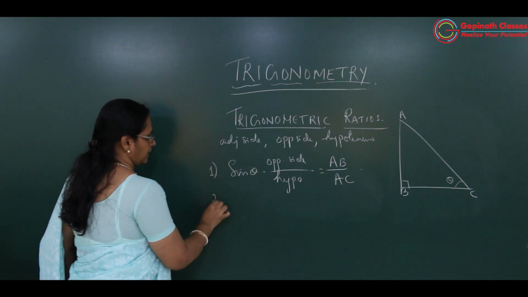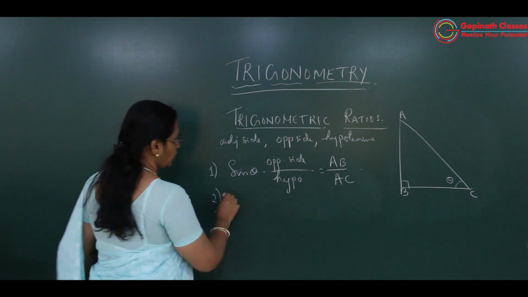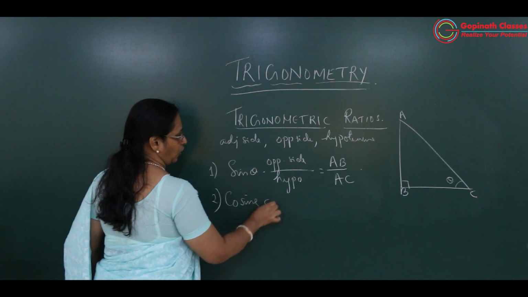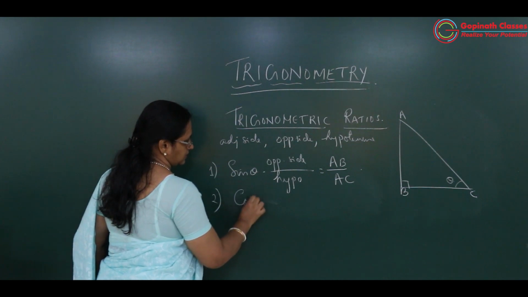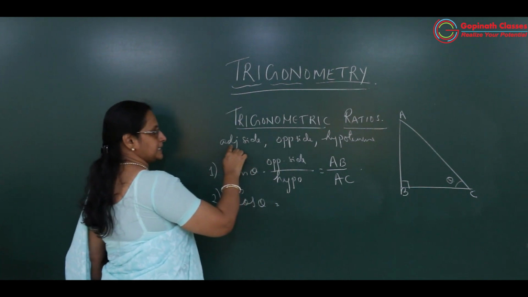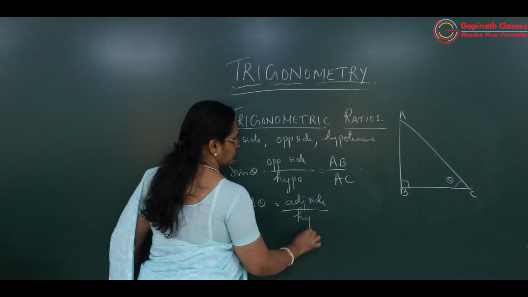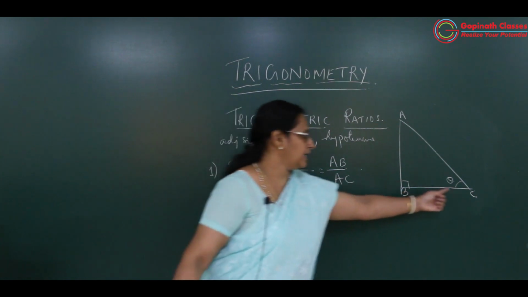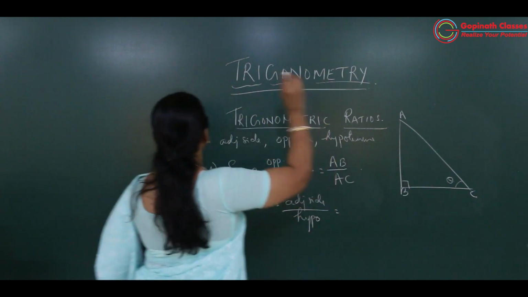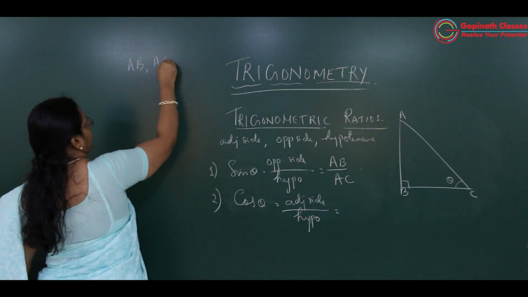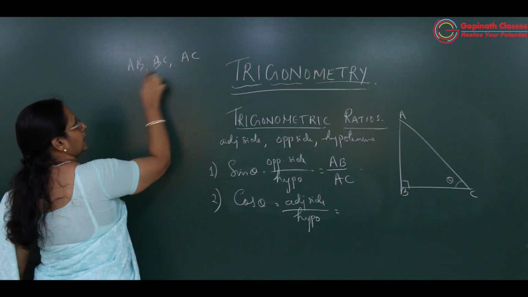Now, come to the second ratio, which is cosine of angle theta, C-O-S-I-N-E of theta, and we cut it short and make it cos theta. It is cos theta, which is nothing but adjacent side upon hypotenuse. So, we have here AB, BC and AC. We have 3: AB, BC and AC. So, first we took BC by AC. Now, I am taking AB by AC. Then I will take AB by BC.